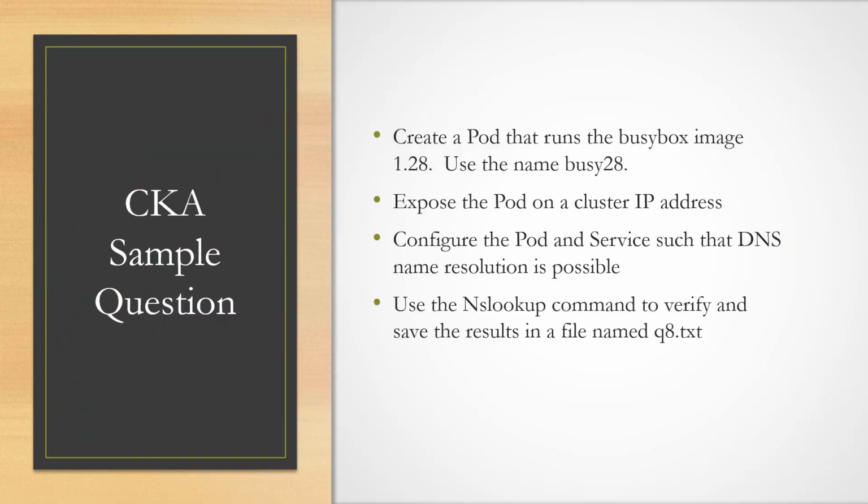The sample question: create a pod that runs a BusyBox image 1.28. Username busy28. Expose the pod on a cluster IP address. Configure the pod and service such that DNS name resolution is possible. And use the nslookup command to verify and save the results in a file named q8.txt.